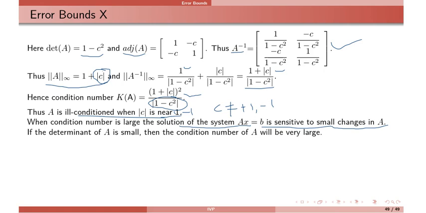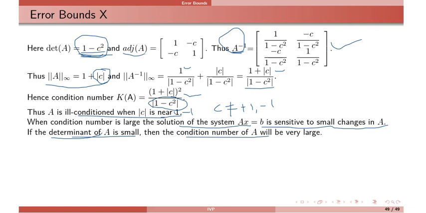And further, it was asked how it is related to the determinant. In all problems you can check that if the determinant is small, then, since to find A inverse you are dividing by the determinant, 1 by determinant will be large. So you can say that the condition number is inversely proportional to the determinant of A.